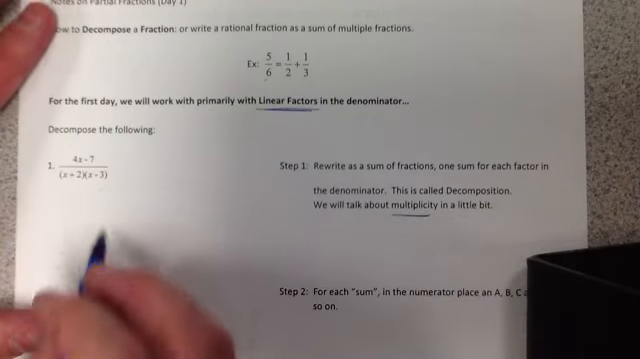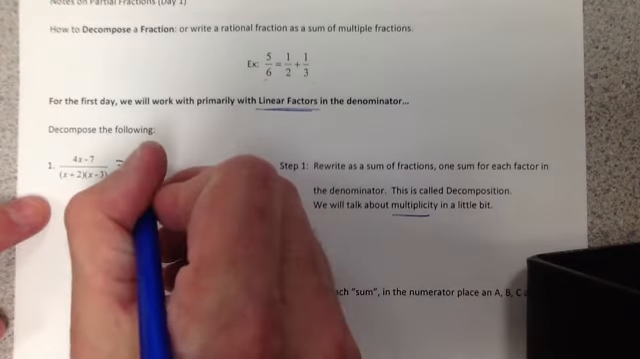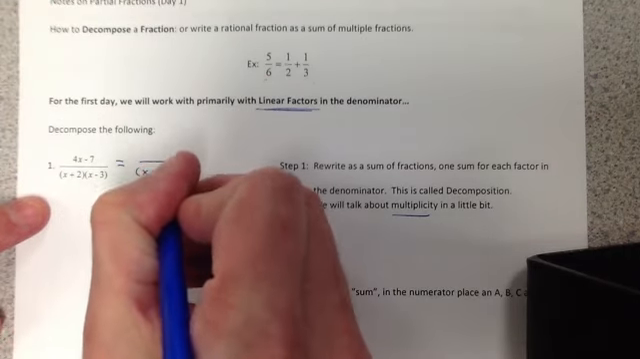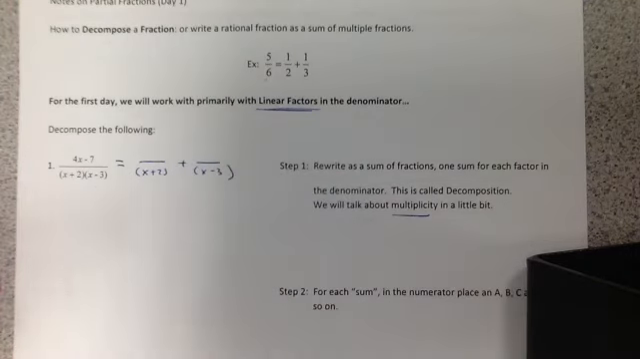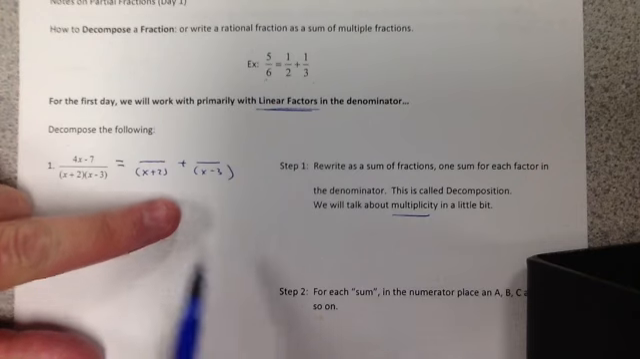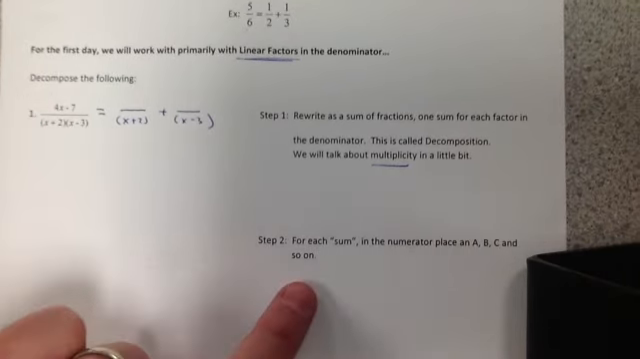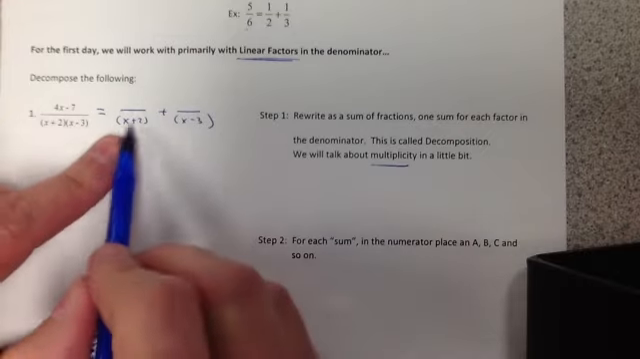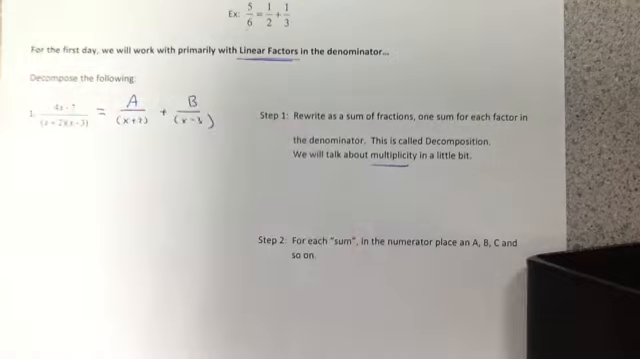So what they're basically saying is I want to write this as a sum of fractions with my x plus 2 and my x minus 3 in the denominator. Now, for each fraction, we're going to place an A, B, or C, and so on in the numerator. I only have two fractions, so I'm going to use an A and a B.